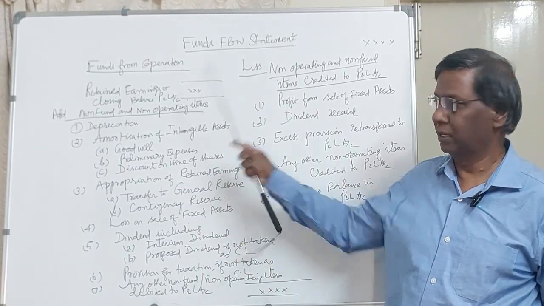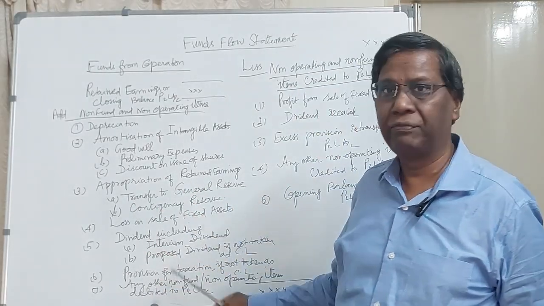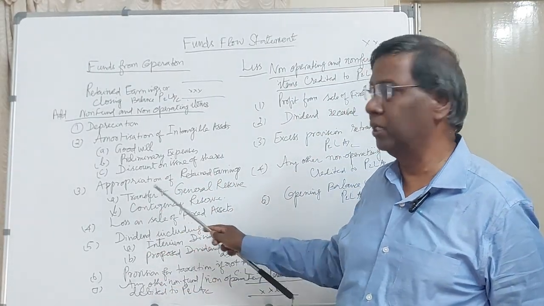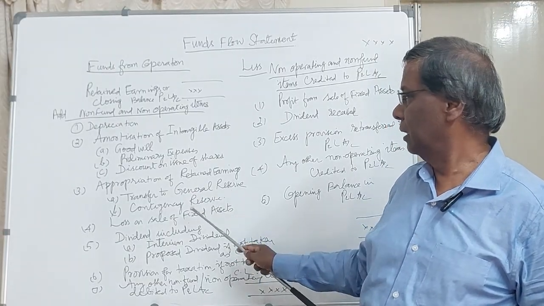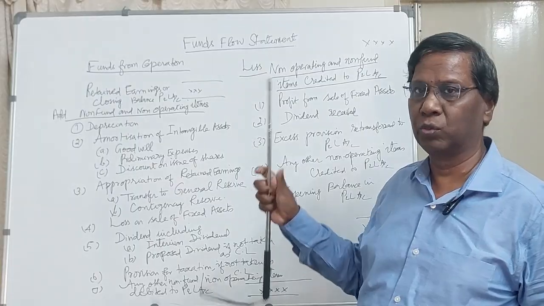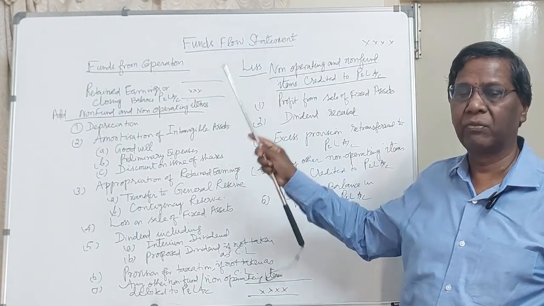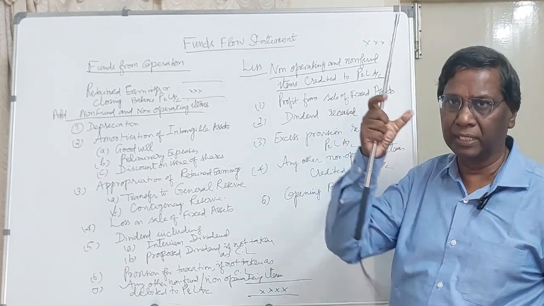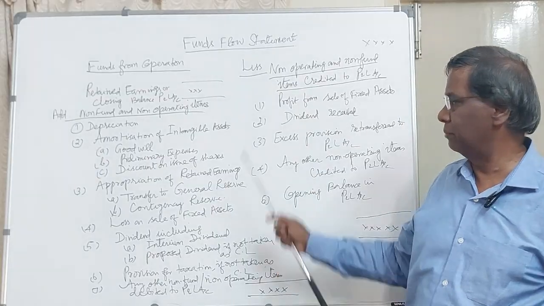So you have to add back. This I'm adding for this purpose only. Otherwise, it has got its own implications. This appropriation to retained earnings, to general reserve, this depreciation reserve, etc., got its own purpose. That's a different story altogether. But for the purpose of funds flow, the funds from operations, to arrive at the real funds from operations, you have to know what is the real fund. So you have to add back.